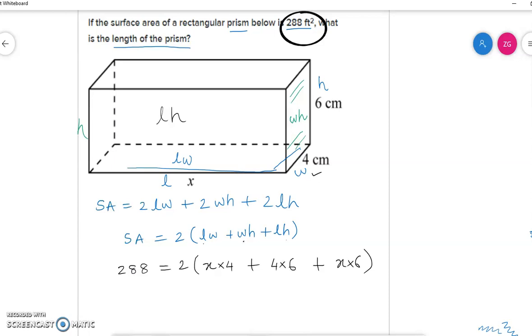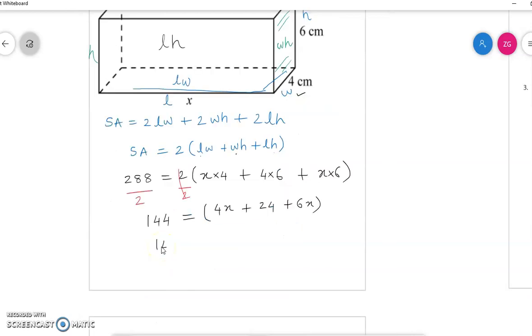Now I have 2 times the bracket on the right hand side, so I can divide both sides by 2. The 2 will get cancelled, so I get 144 equals, in the bracket, 4 times x is 4x, 6 times 4 is 24 and 6 times x is 6x. So we get 144 equals 4x plus 6x plus 24. Combine the like terms, we get 10x plus 24. Now we have a two-step equation. To find the value of x, we need to eliminate 10 and 24.